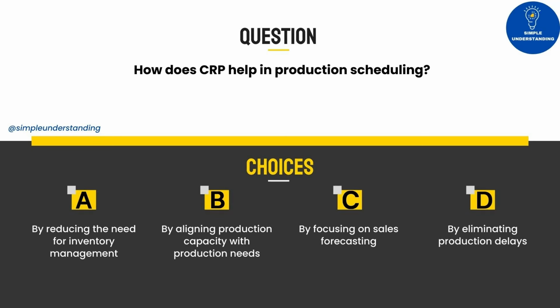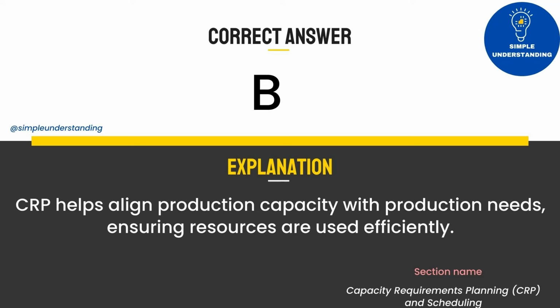3. How does CRP help in production scheduling? A. By reducing the need for inventory management. B. By aligning production capacity with production needs. C. By focusing on sales forecasting. D. By eliminating production delays. Correct answer, B. Overall explanation: CRP helps align production capacity with production needs, ensuring resources are used efficiently.